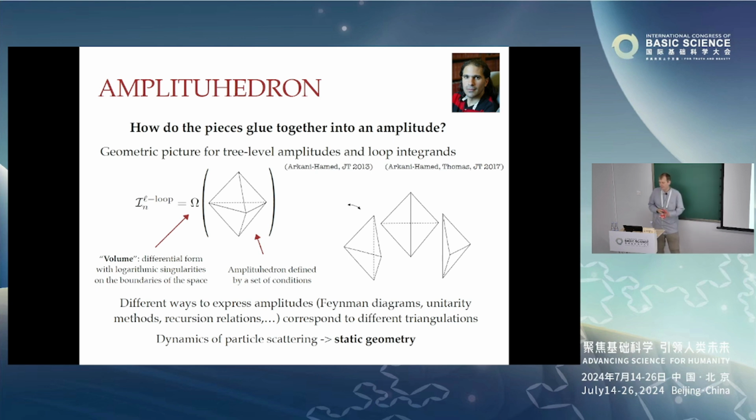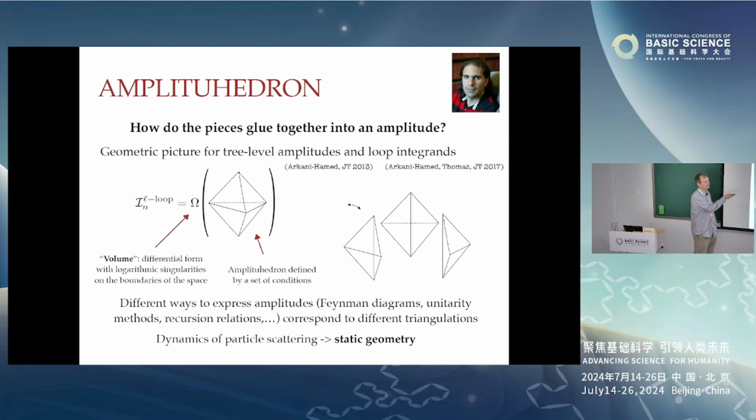But the amplitude itself is a single object and corresponds to this differential form on this one region in this amplituhedron space. And now in this way of thinking about the scattering, there is kind of no dynamics of particle scattering. So all the information about the gluons, how they interact, and so on is gone.